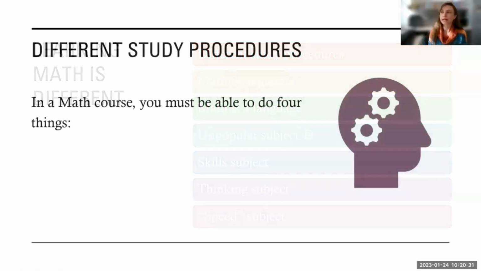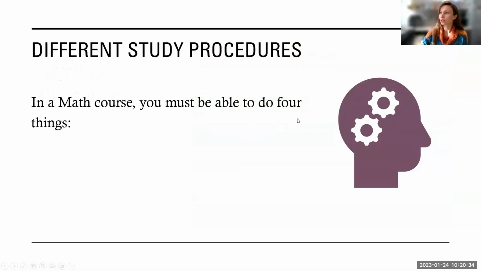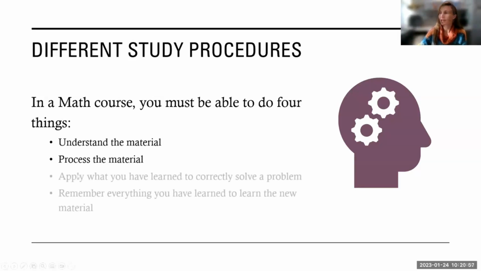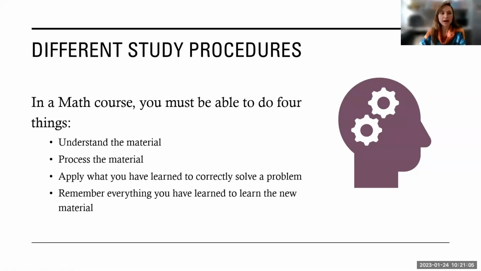So why different study procedures? In a math course, you need to do 4 things: understand the material, process the material, then apply what you learned to correctly solve the problem, and remember everything you already learned to learn the new material. Of these 4 tasks, probably the most complicated is the third one, applying what you learn to solve the problems. These 4 tasks work together to help you master the math that you have to learn. If you don't complete one of the tasks, then the others will not be completed either.